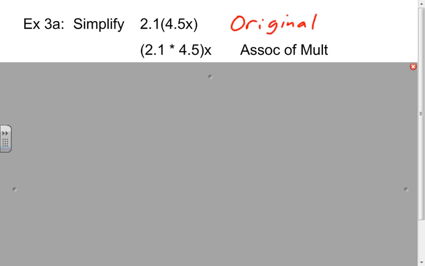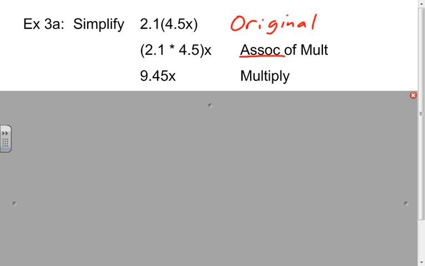I can multiply the 2.1 and the 4.5, so I put those in parentheses. All I did is I took the parentheses and I slid them over. I moved where my parentheses are, so that is the associative property. Then I multiply, and I get 9.45x.